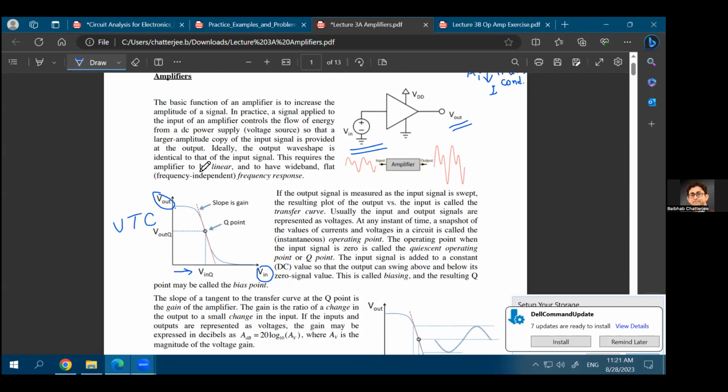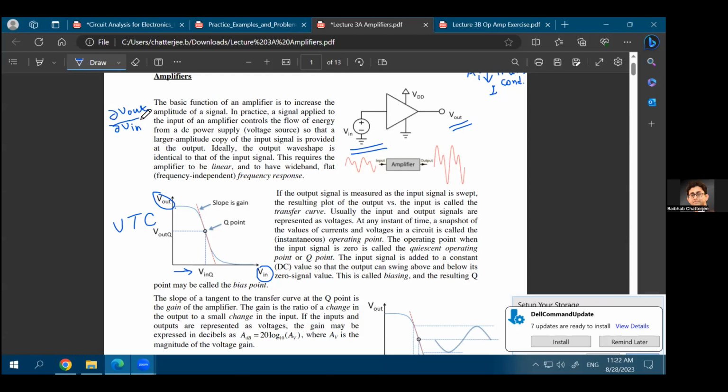So if we agree to that point, that the amplifier's job is to amplify AC voltages, how do you mathematically represent AC voltages? You represent AC voltages with derivatives, right? So if you have a small change in the input voltage, you call it a del V in. If you have a small change in the output voltage, you call it a del V out. The ratio of those two is your amplifier's gain.